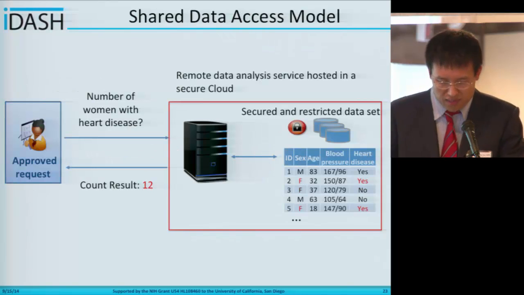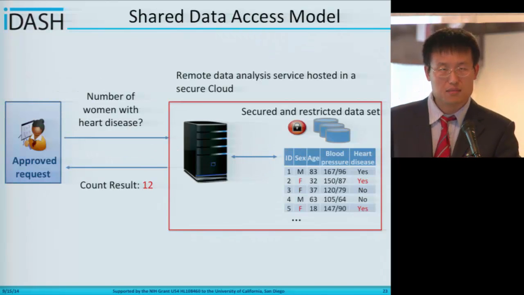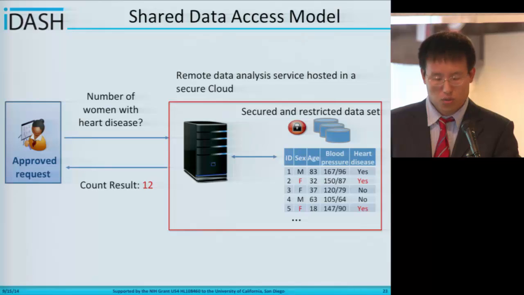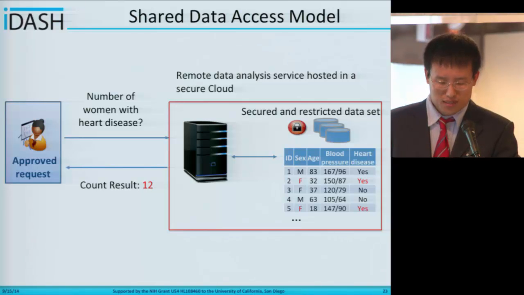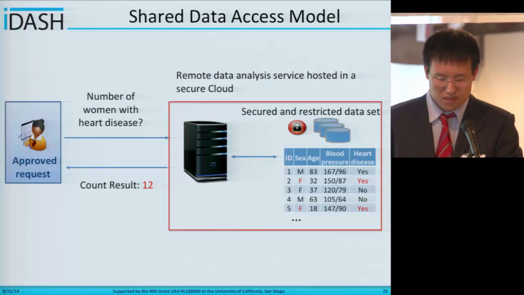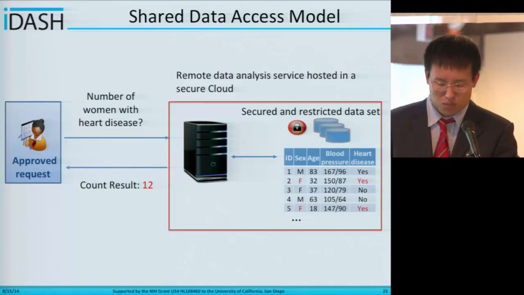Now I will briefly introduce the shared data access model in this slide by using an example. Suppose an authorized researcher wants to query the number of females with heart disease in a restricted dataset which is hosted in a secure cloud. Given this request, the cloud can conduct the calculation on behalf of the researcher on the restricted dataset. Then a count of 12 as a result can be sent back to the researcher. Here, the researcher cannot access the raw data, and all the computation is finished within the secure cloud, and only the approved result can be shared.